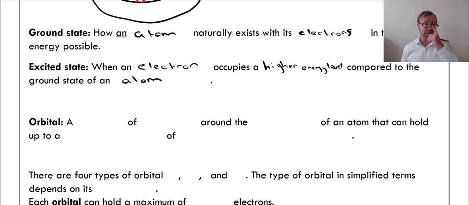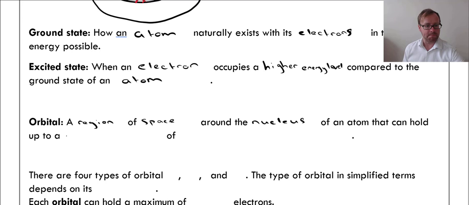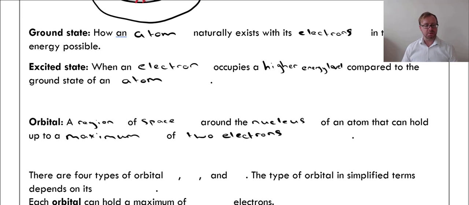However, orbital, you definitely need to be able to define this. So orbital is a region of space around the nucleus of an atom that can hold up to a maximum of 2 electrons. So I'll read that again because this is important. So an orbital is a region of space around the nucleus of an atom that can hold up to a maximum of 2 electrons. So an orbital holds 2 electrons.